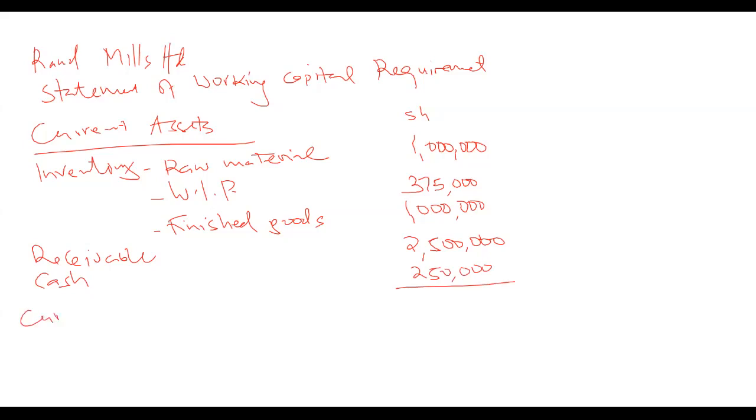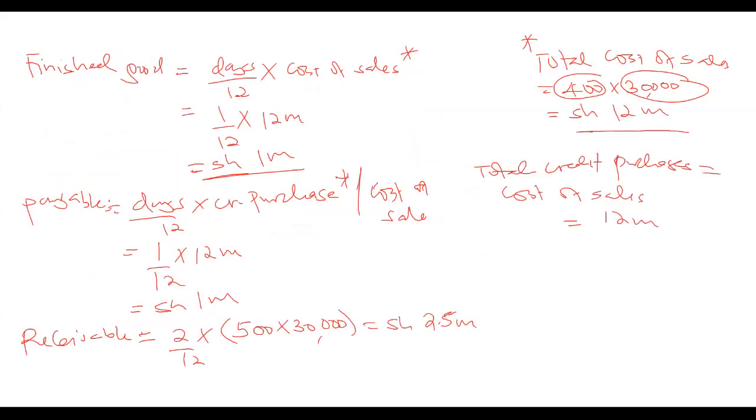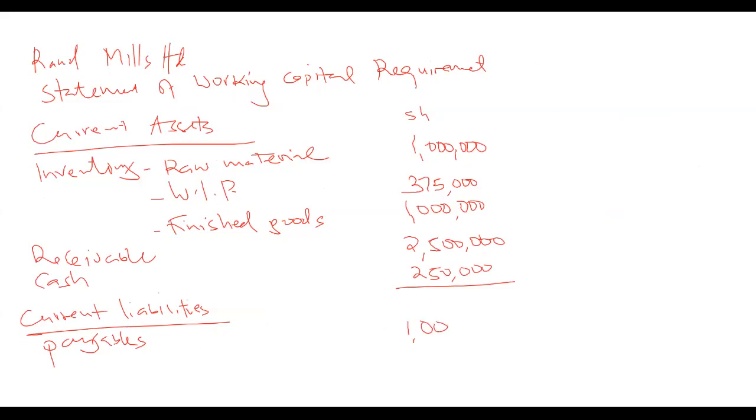Then you have current liabilities, we less current liabilities. In this case, we only have one, the payables, nothing else. I don't get anything else. Payables, which from a calculation we got 1 million. So we less 1 million. Then we have here net working capital required. Net working capital, which is how much?